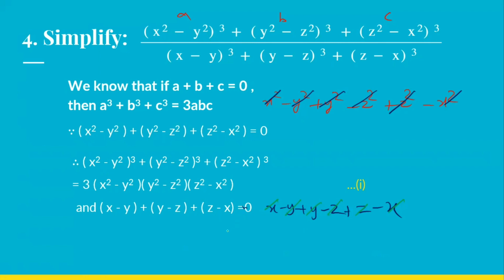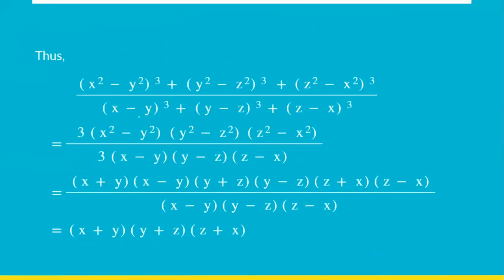Therefore, a cube plus b cube plus c cube is equal to 3abc. So this is our second equation. Understood? So we found the value for the numerator, and we found the value for the denominator. Now let us substitute the values. The numerator was 3abc, that is 3 in bracket x square minus y square into y square minus z square into z square minus x square, and the denominator was 3 in bracket x minus y into y minus z into z minus x. Now we have the identity a square minus b square is equal to a plus b into a minus b, right? So this is how we have expanded there.